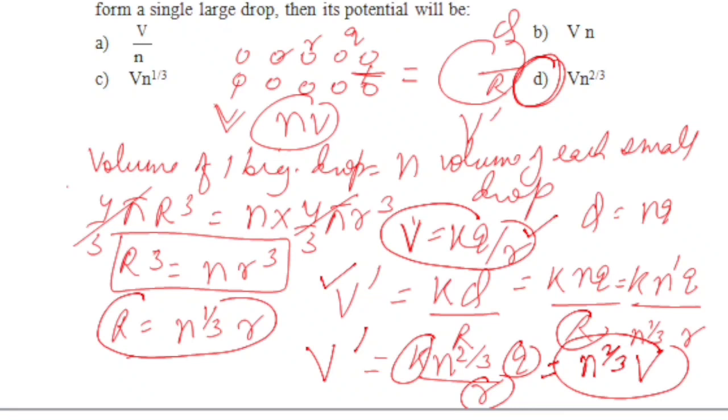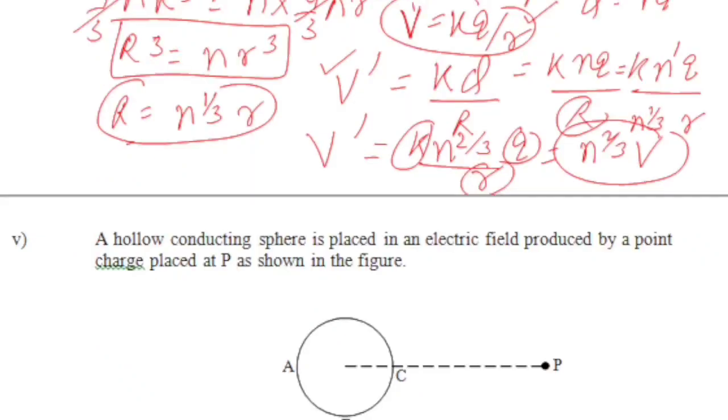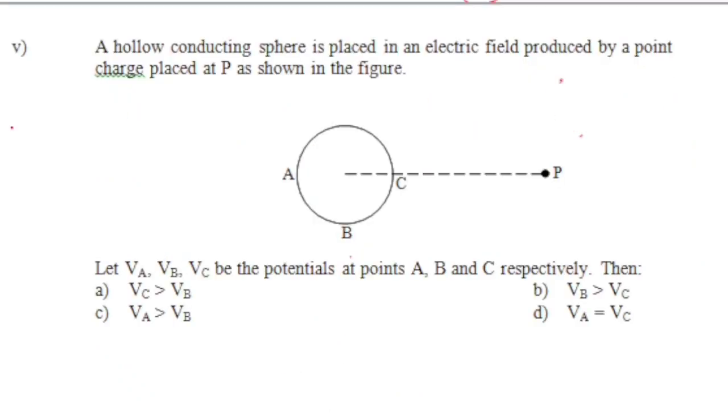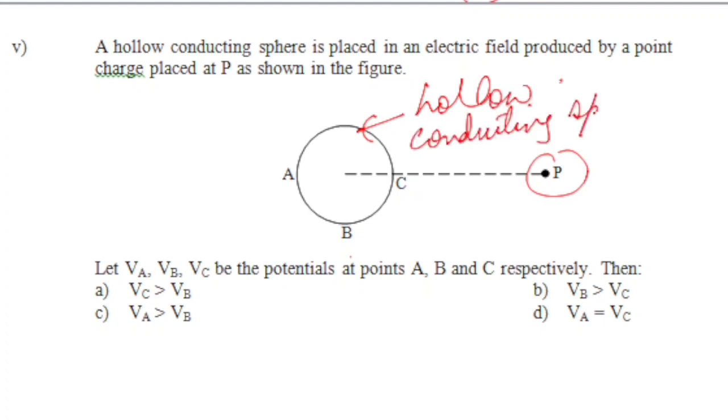Okay. Next, come to question number 5 here. The question is, a hollow conducting sphere is placed in an electric field produced by a point charge placed at point P. At this point P, a point charge is there. Due to that point charge, an electric field is present around it. Now a hollow conducting sphere is placed in this electric field as shown in the figure, right?